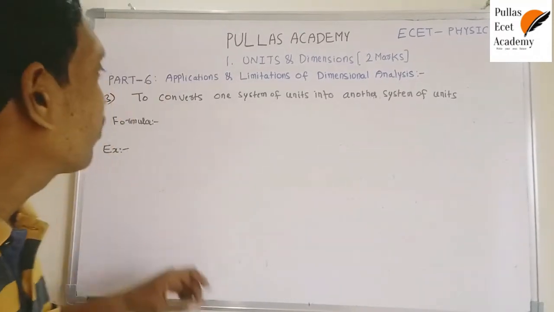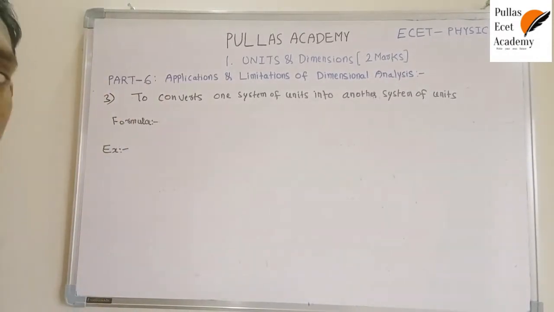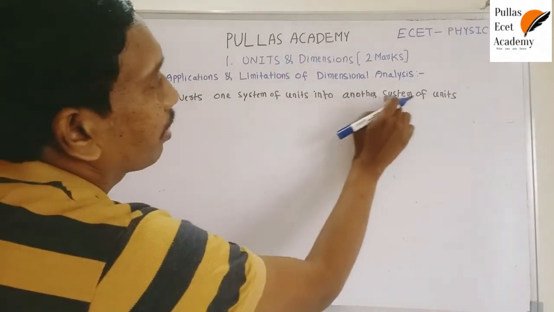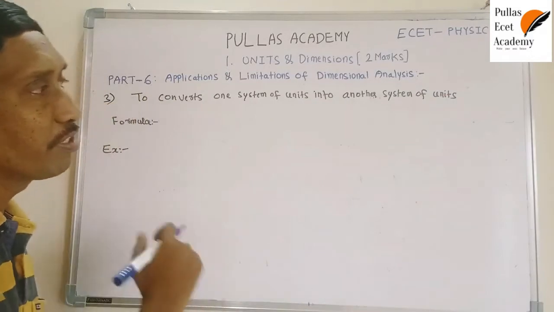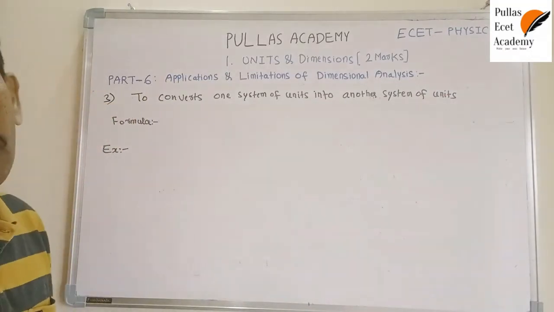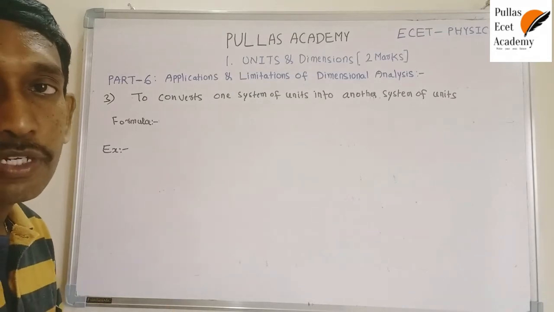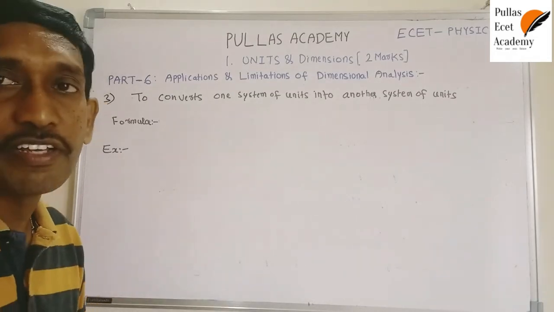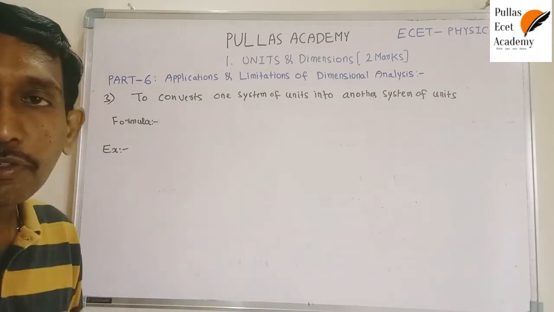Now we are going to discuss the third application. What is the third application here? To convert one system of units into another system of units. If you know the CGS unit but we need the SI unit, it is also possible to convert from CGS into SI or SI into CGS very easily by using dimensional analysis. Okay, so now we are going to discuss that.